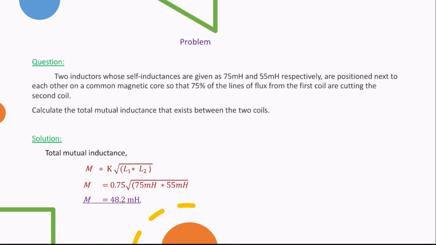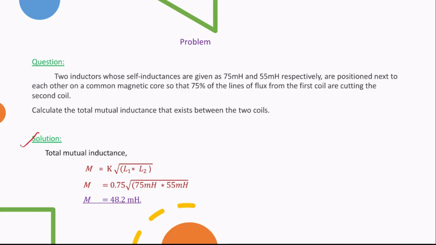The question is, two inductors whose self-inductances are given as 75 millihenry and 55 millihenry respectively are positioned next to each other on a common magnetic core so that 75% of the lines of flux from the first coil are cutting the second coil. Then calculate the total mutual inductance that exists between the two coils. This is the question. Now let us see the solution.